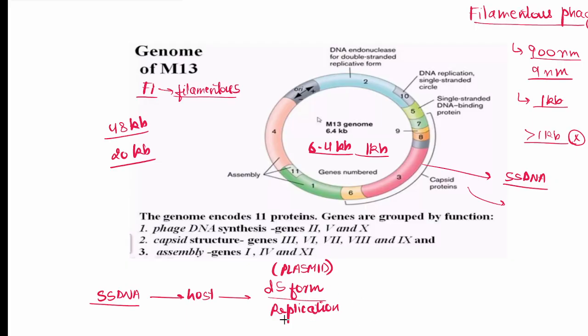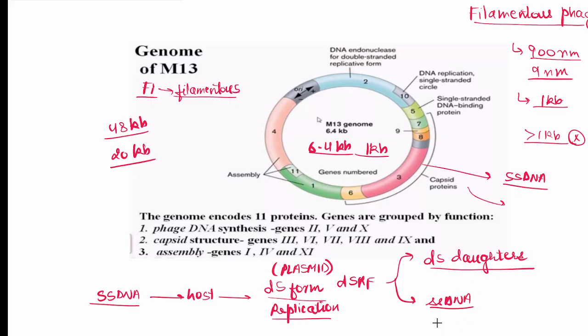Now this double-stranded replicative form, which we also call DSRF, can produce two things. One is it can produce the double-stranded daughters, and if needed it can also produce single-stranded DNA. This property we are exploiting: whatever gene of interest we choose to have, we will insert it during this phase.